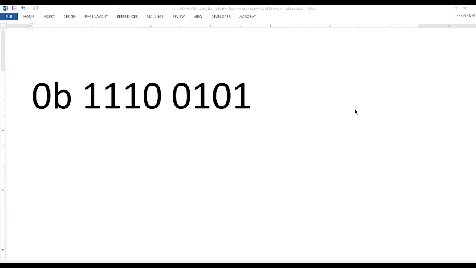So for example, you might have some special function registers that you need to set, 8 of them. And often you can set them all at once by sending one number to the special function registers. And if you think of that number as being a binary number, it makes it really clear what you're doing.